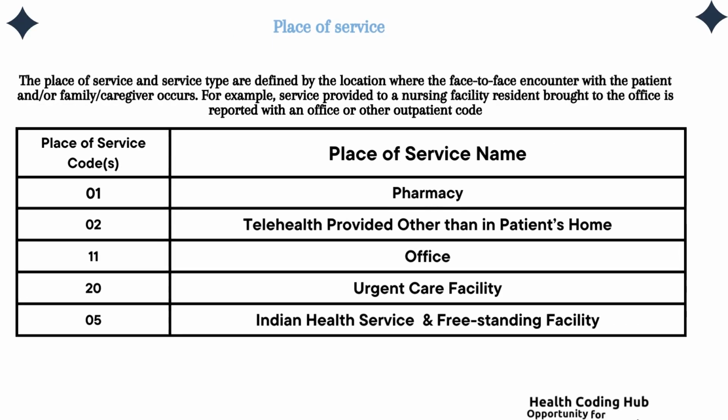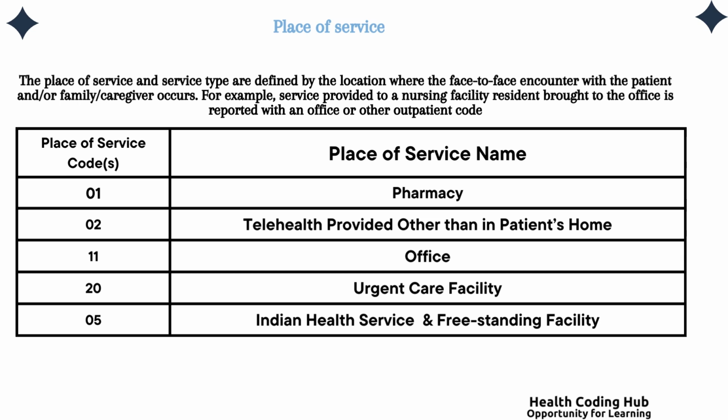Let's start with the place of service. The place of service and the service categories are defined by the location where the face-to-face encounter with the patient and family or caregiver occurs. For example, a service provided to a nursing facility resident brought to the office is reported with the office or outpatient place of service code. Let's take the example of place of service 01.